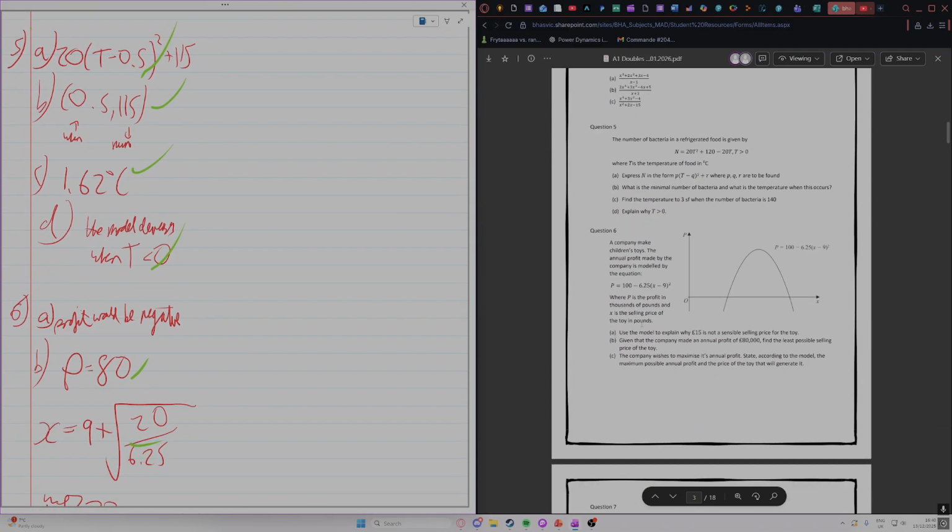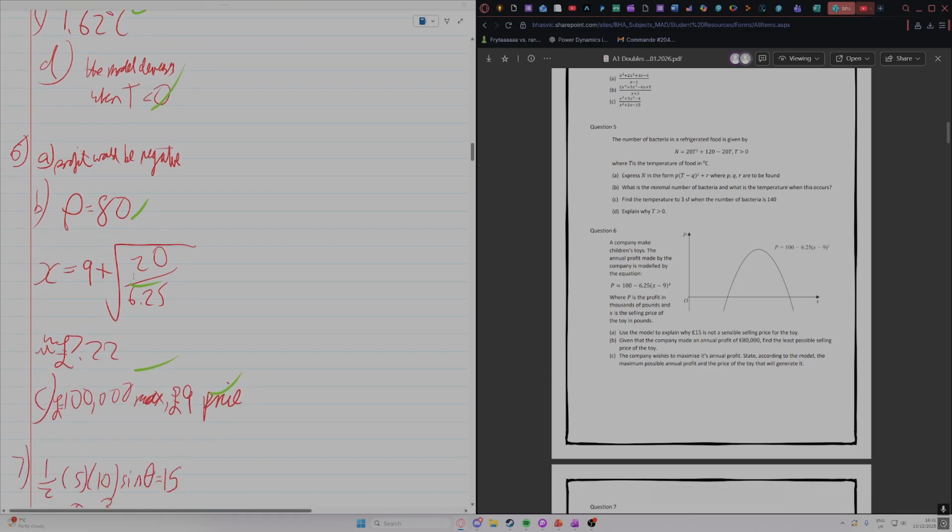So next question, explain why this is not a suitable selling price. Well, there would be negative profit if you substitute it. Given the company made this annual profit, remember this is profit in thousands of pounds, so it's £80, and you substitute it into p and then solve for x. I just did a bit of simplification.